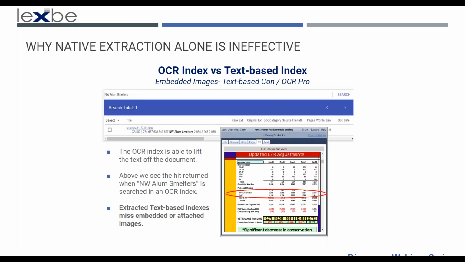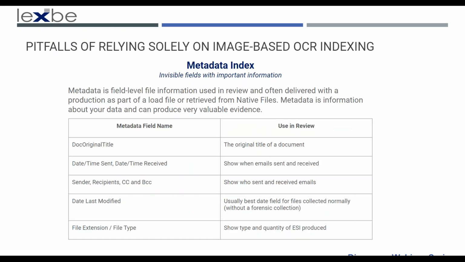Let's talk about the metadata index. Metadata is field level file information, and this can be used in review by filtering, and it can be delivered with your production from your opposition, or when you deliver your own production to your opposition, it's part of what's called a load file and is extracted and retrieved from the native file. So metadata overall is just information about your documents, and it produces very valuable evidence.